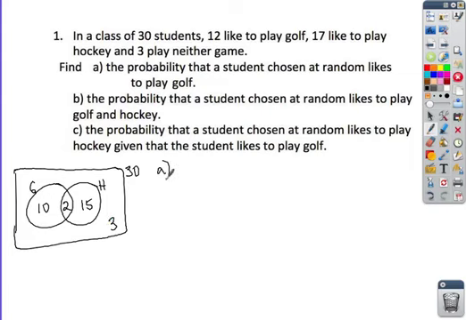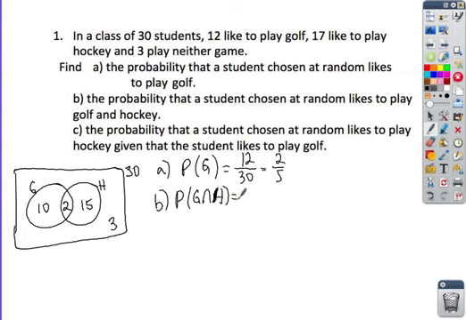Part A asks the probability that the student chosen at random likes to play golf. So that's simply the probability of liking golf, and that's straight from the given. That's 12 out of the 30 students, which should simplify to 2 over 5. In B, the probability that a student chosen at random likes to play golf and hockey. Again, using our notation, P(golf and hockey) is equal to, we can simply use our Venn diagram in this case, so it's 2 out of the 30, which can again be reduced to 1 over 15.